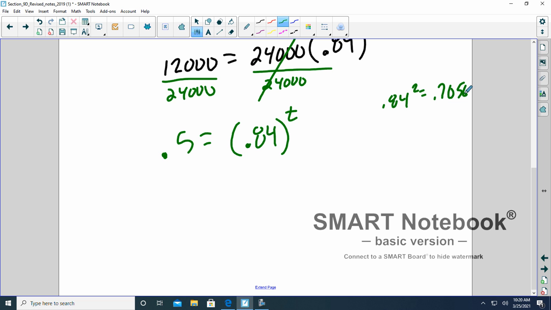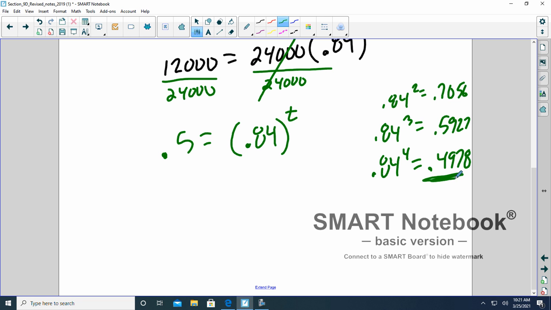Maybe you go 0.84 raised to the third power. And we're just trying to do some guess and check. That gives me 0.5927. So it's starting to get closer. 0.84 raised to the fourth power is 0.4978. Is this pretty close? Is 0.4978 pretty darn close to 0.5?